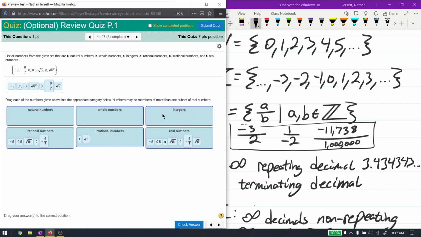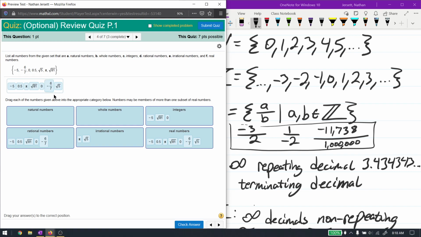Okay, integers, these are easier because these do not have any decimals in them. So we know negative 5 is there. 0.5 is a decimal, so no. This is 3.1415, there's a decimal there, so that's not going to be an integer. The square root of 81 is 9, so that's an integer. 0 is an integer. This is not an integer because it has a fraction.